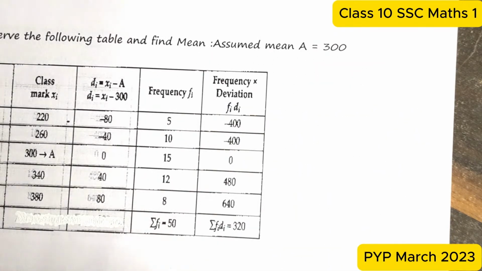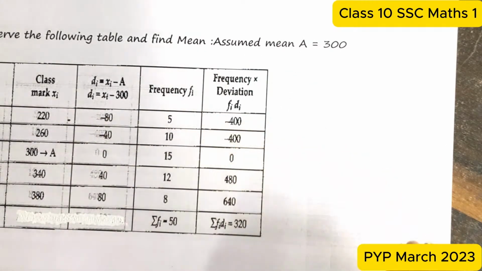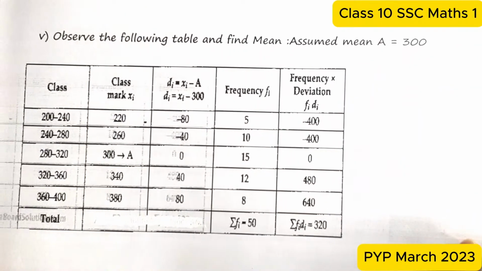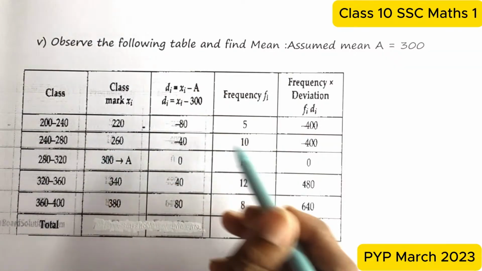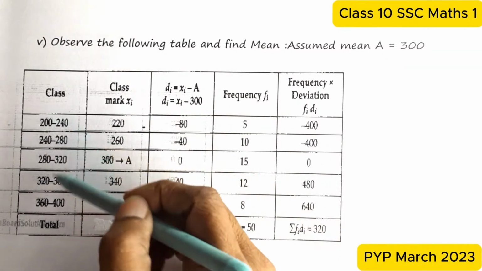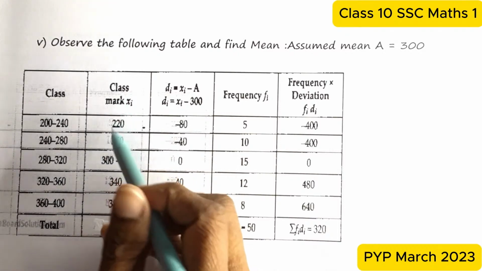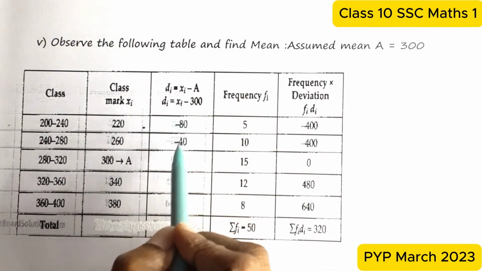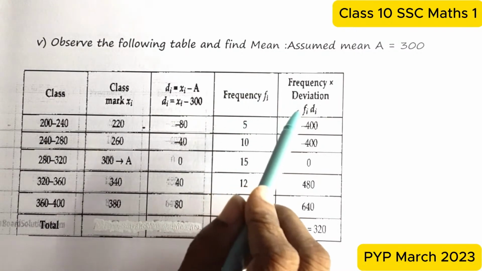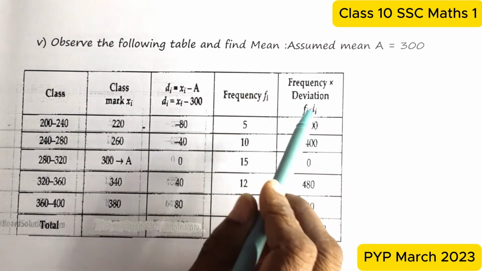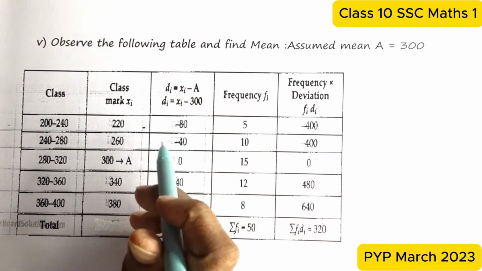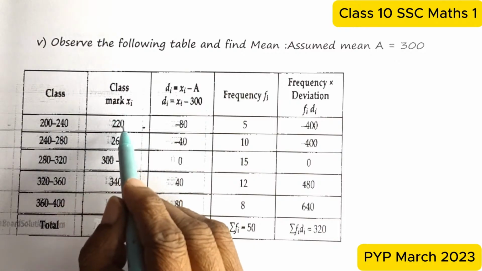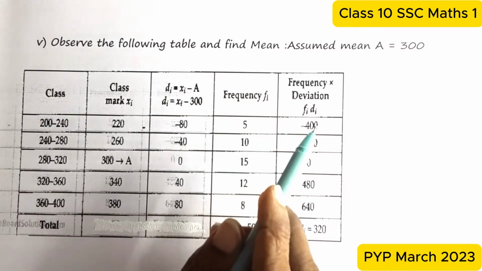Then next one students, observe the following table and find the mean. Assume A is equal to 300. Here in the given there are 5 columns: the first column is for the class, the second column is for the class mark, the third column is for the deviation, the fourth one is for the frequency, and the fifth one is the frequency multiply the deviation, fi di. See that for 200 to 240, the class mark is 220, deviation minus 85, and minus 400.